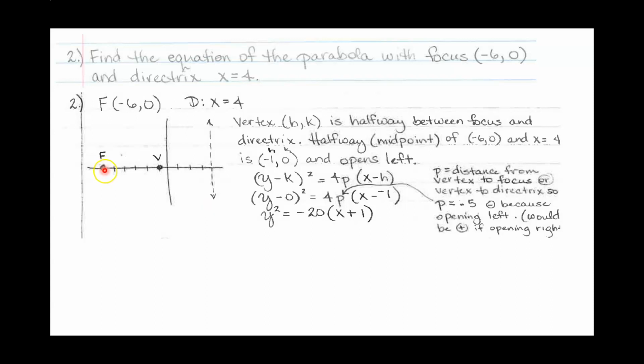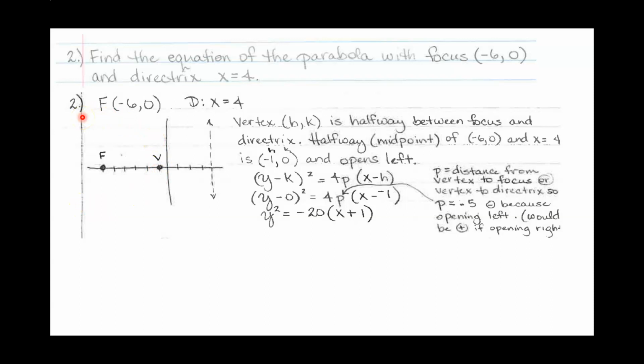Halfway between negative 6 and positive 4: the distance between negative 6 and 4 is 10, so half of that would be 5. Start right here and go over 1, 2, 3, 4, 5, or start here and go over 1, 2, 3, 4, 5. Either way, you can see your vertex would be at (negative 1, 0). Remember that's my (h, k). And again, my parabola has got to wrap around my focus, so I know that this one is going to open to the left.